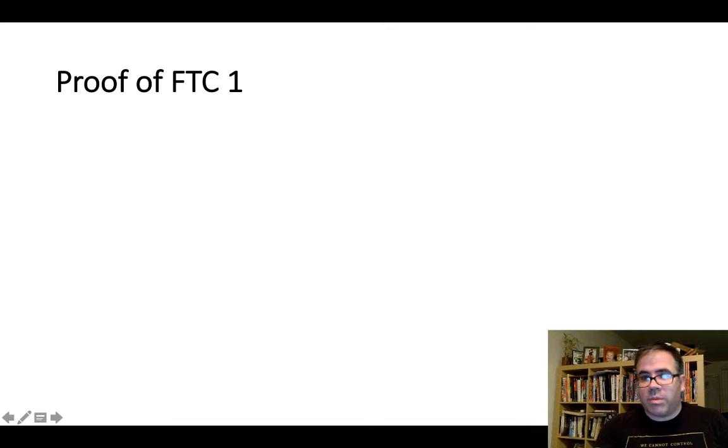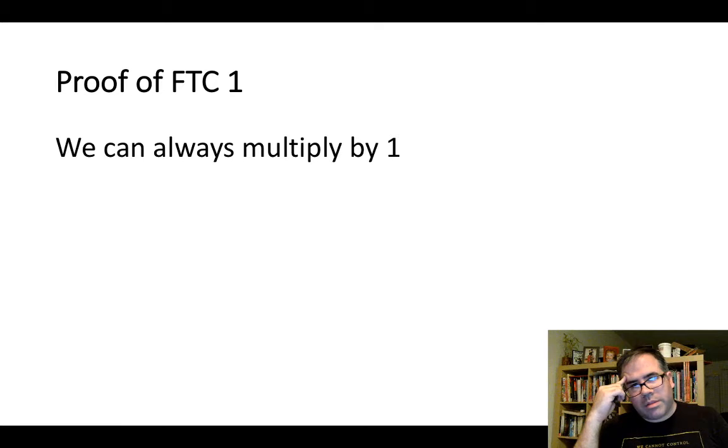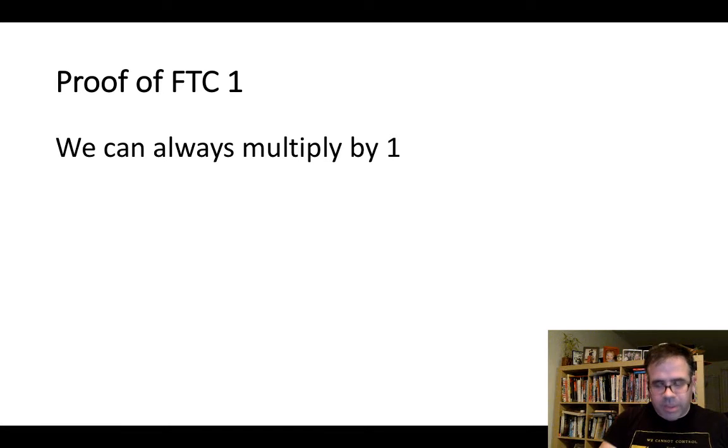Okay. Now, what else can we do? Well, we can always multiply by 1. And this is where we can simplify a little bit. Most things you'll see simplify so that it's an even partition.